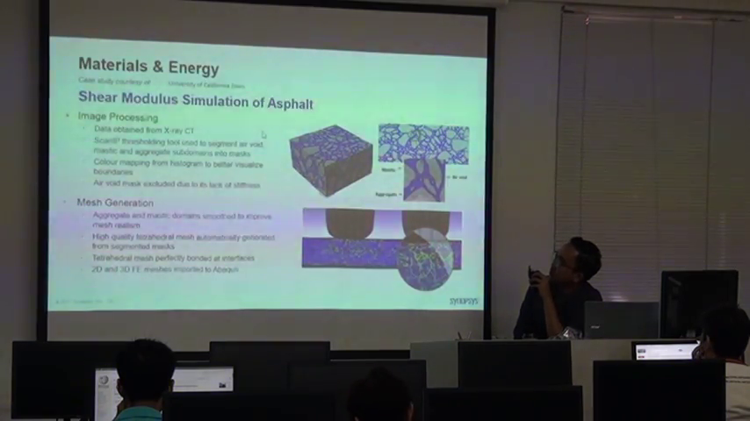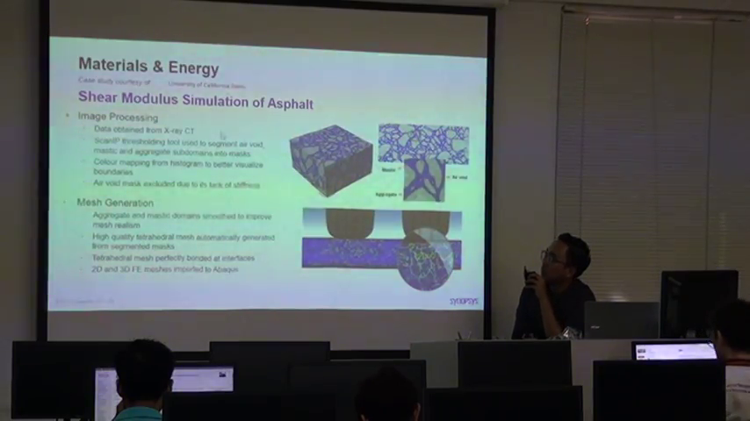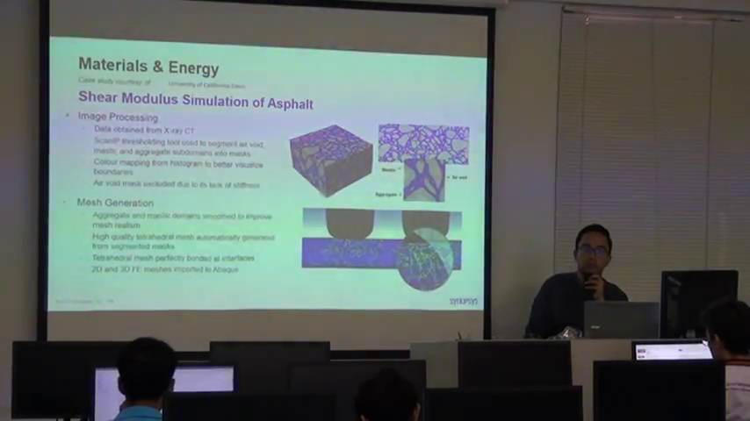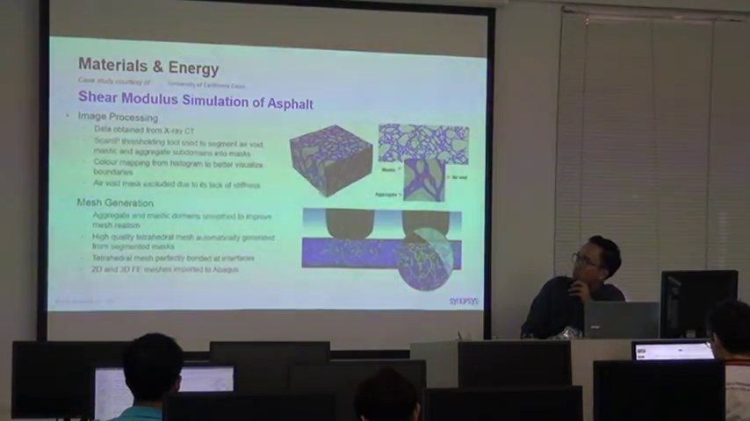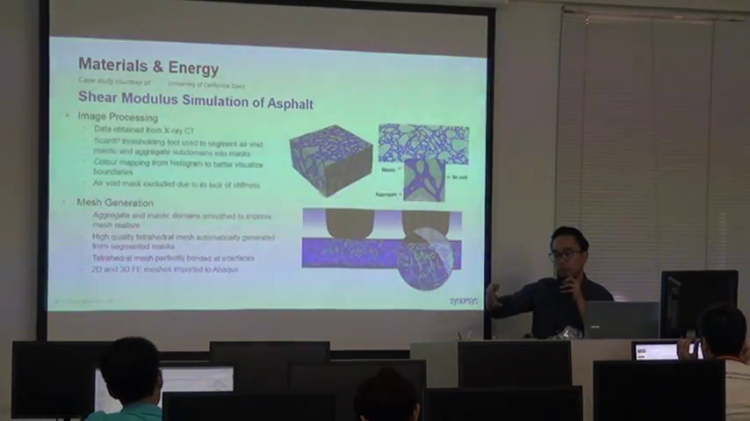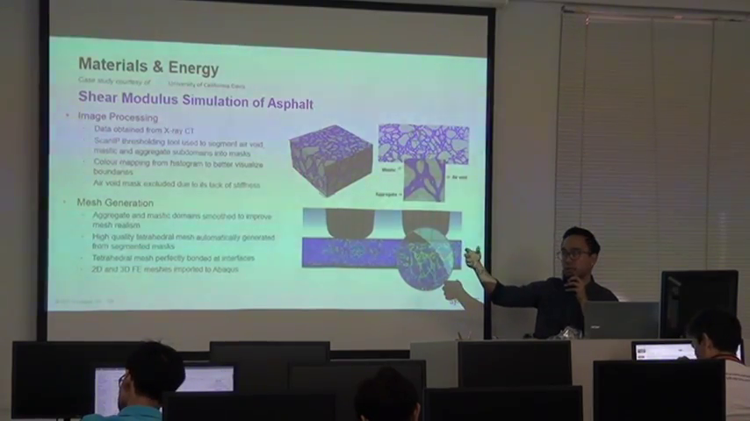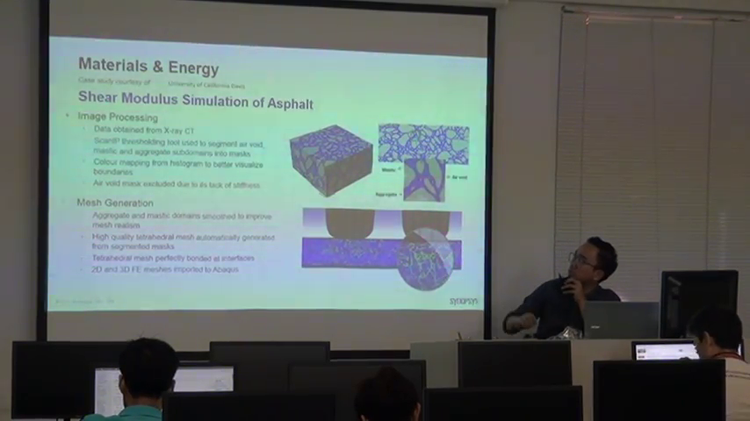This is another example. This one has been made by University of California, Davis. This is asphalt concrete. They would like to study the shear stress inside the asphalt concrete. So what they do, they take a sample from a road, then scan, and then they will get the images. The images, they use Simpleware to generate the 3D model.